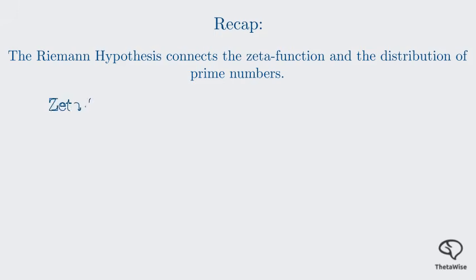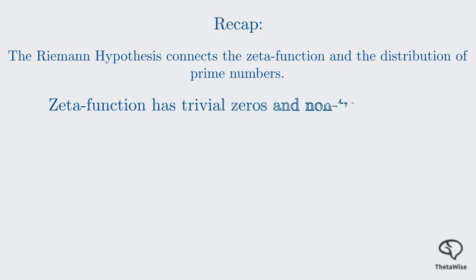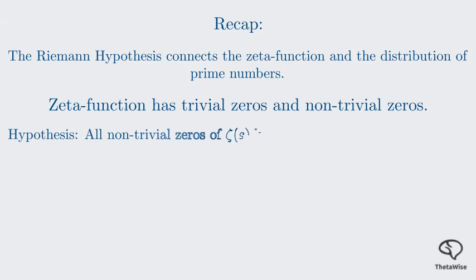We saw that the zeta function has two types of zeros, the predictable trivial zeros on the negative real axis, and the mysterious non-trivial zeros that lie somewhere else in the complex plane. The hypothesis is a statement about these mysterious non-trivial zeros. It conjectures that every single one of them lies on the critical line, which is the line in the complex plane where the real part is exactly 1/2.